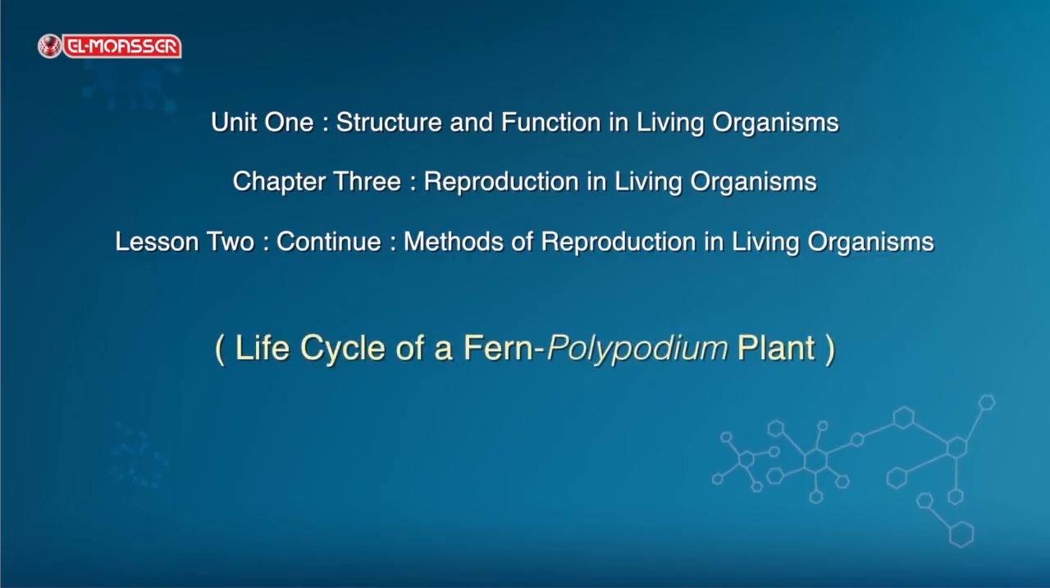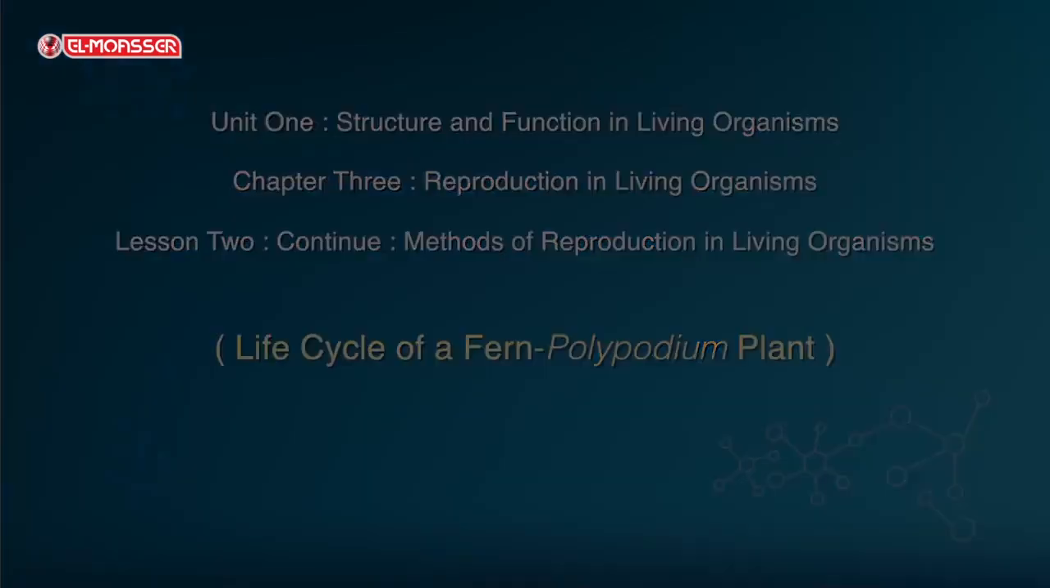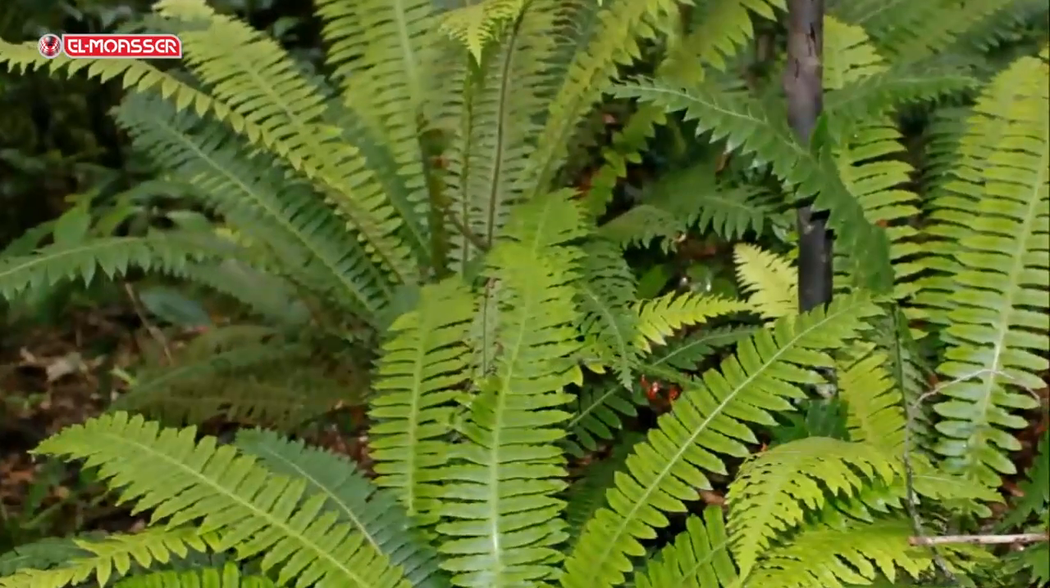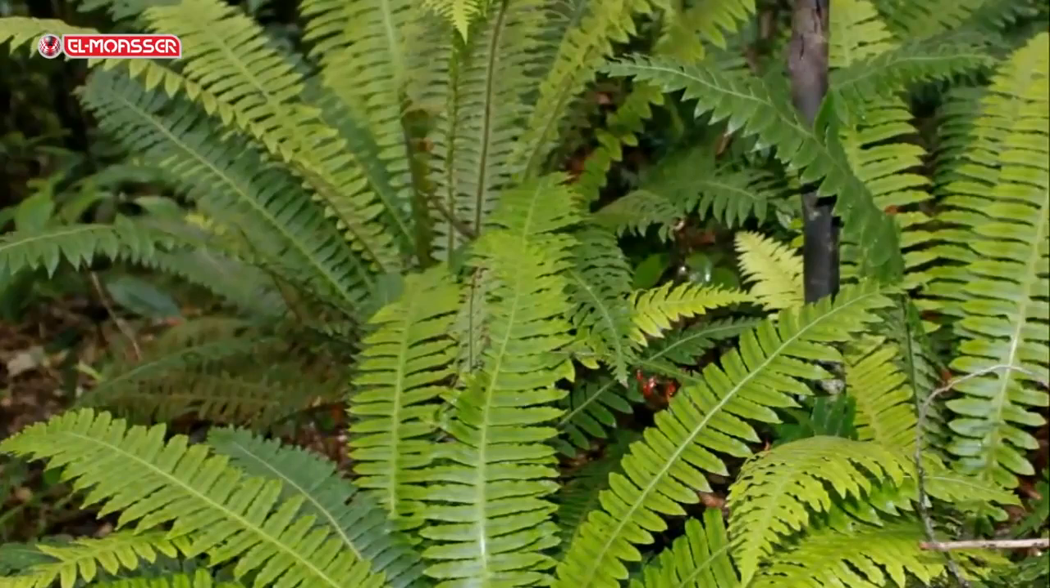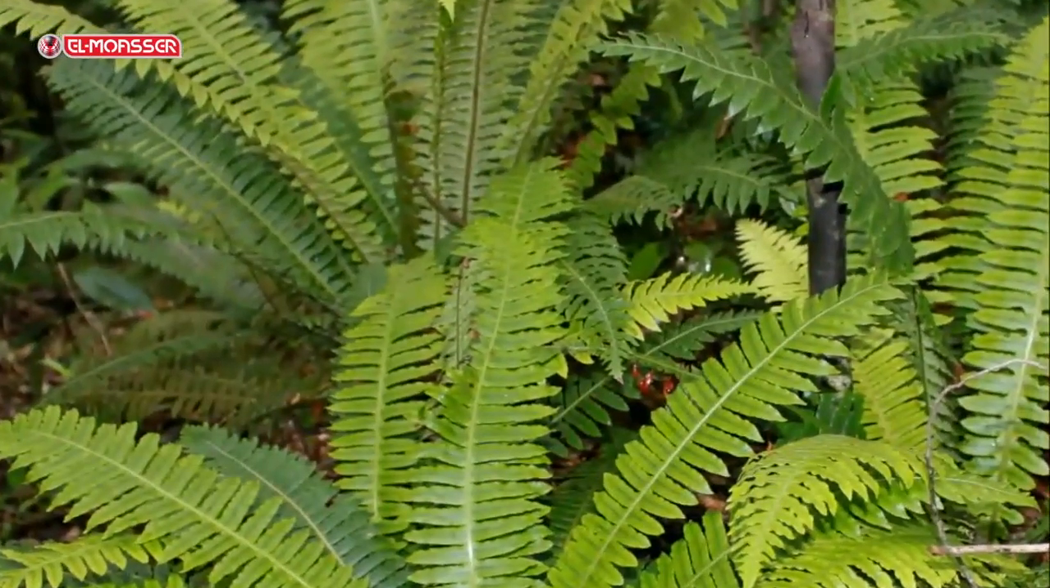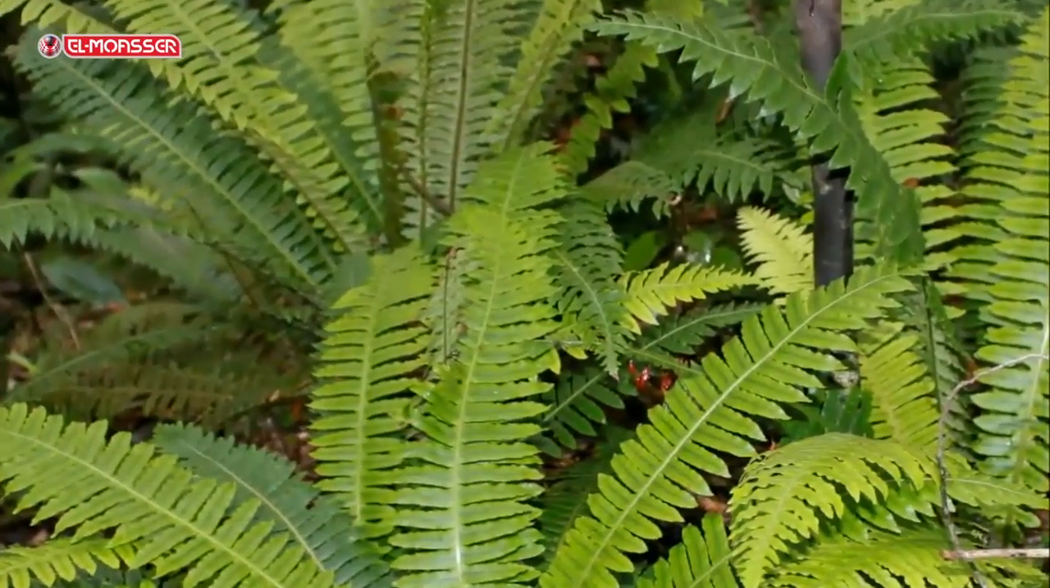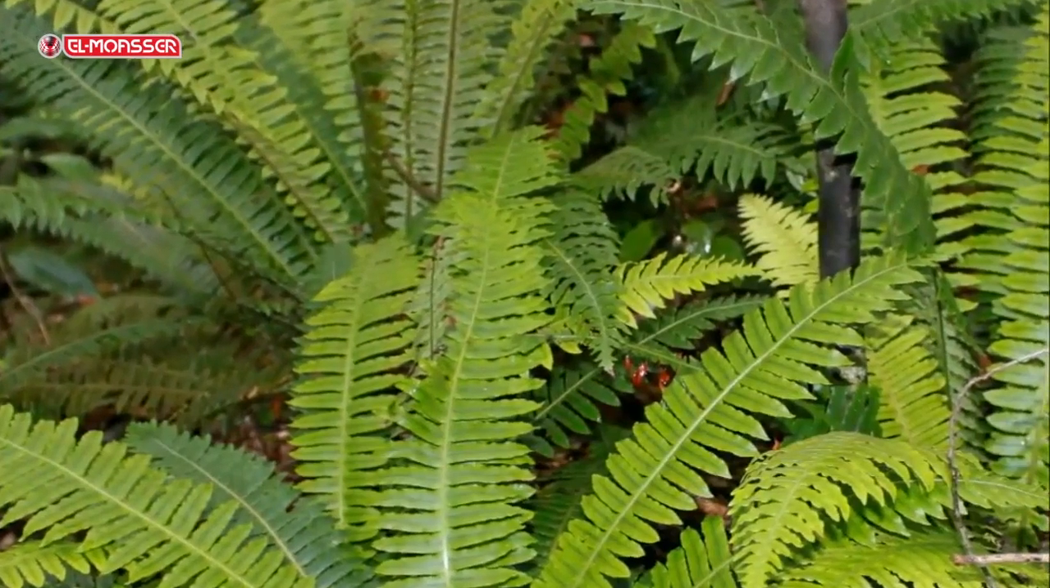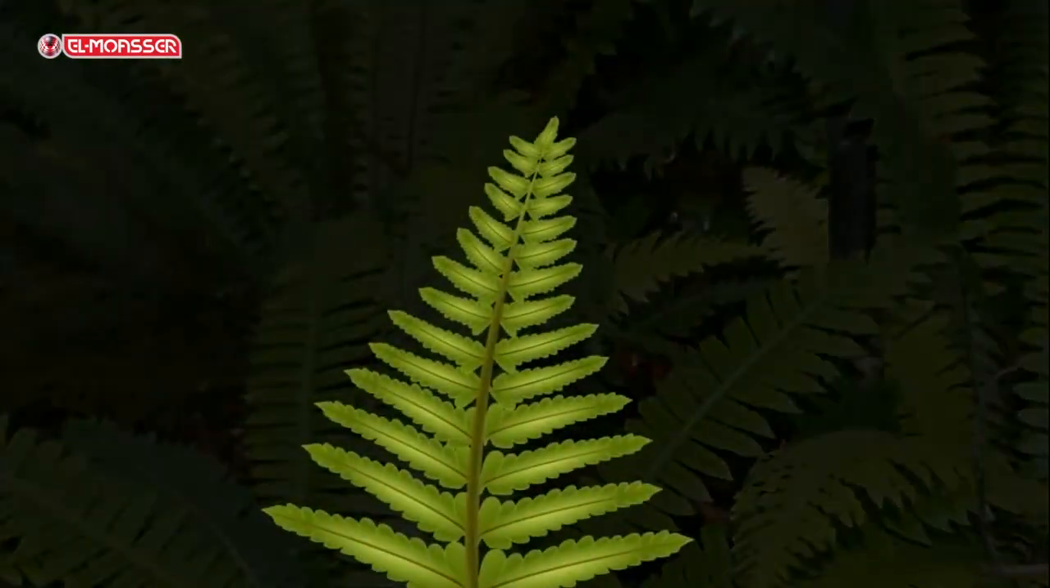Life cycle of a fern, polypodium plant. Ferns are simple plants, for example, the polypodium plant, that is known as an ornamental plant, and also the adiantum plant that is grown on the edges of wells and shaded streams.